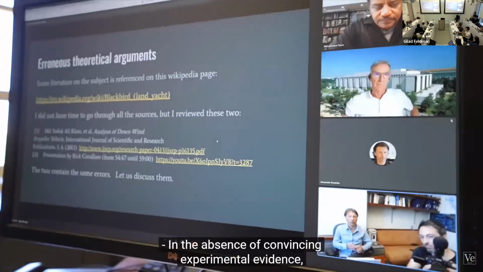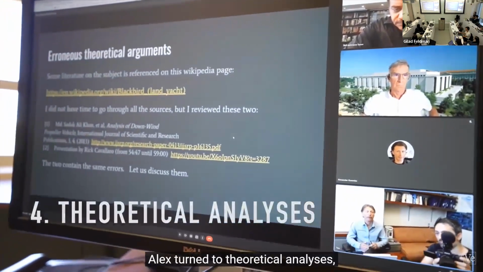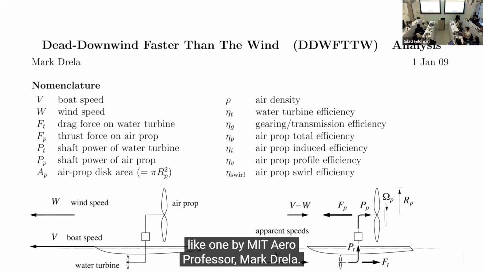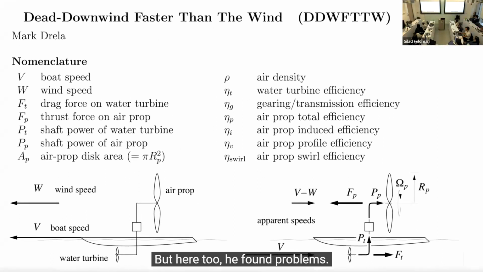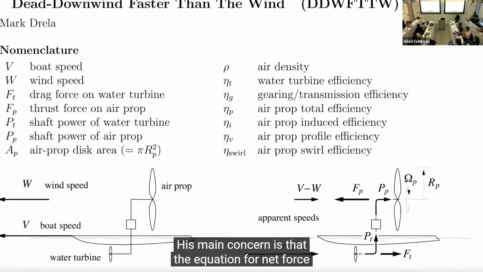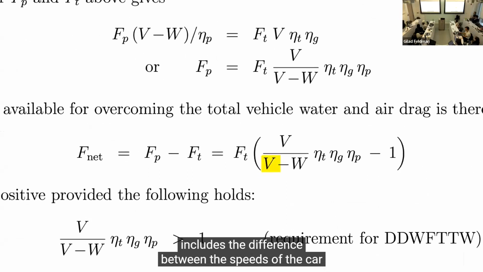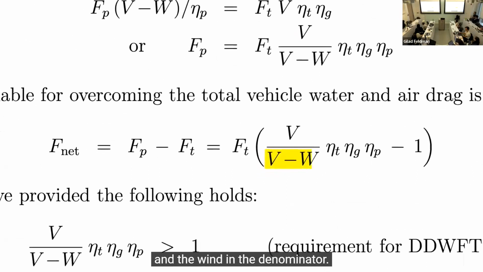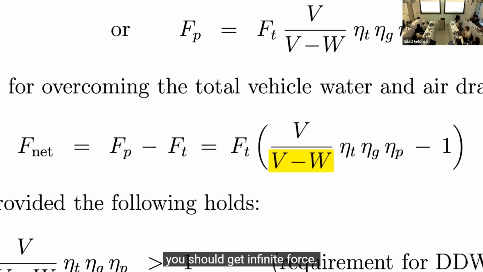In the absence of convincing experimental evidence, Alex turned to theoretical analyses, like one by MIT Aero professor Mark Drella. But here too he found problems. His main concern is that the equation for net force includes the difference between the speeds of the car and the wind in the denominator, which seems to imply that when traveling exactly wind speed, you should get infinite force.